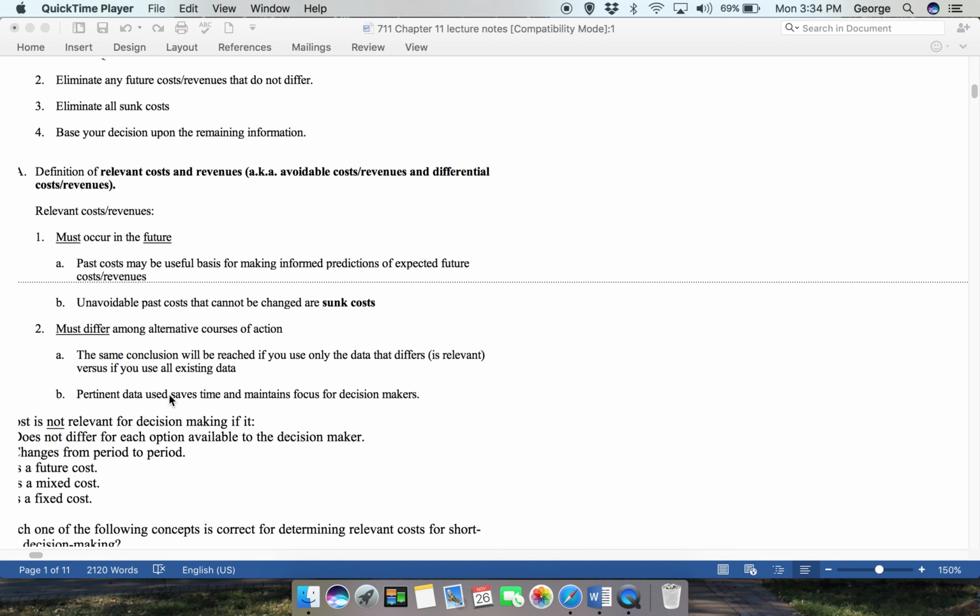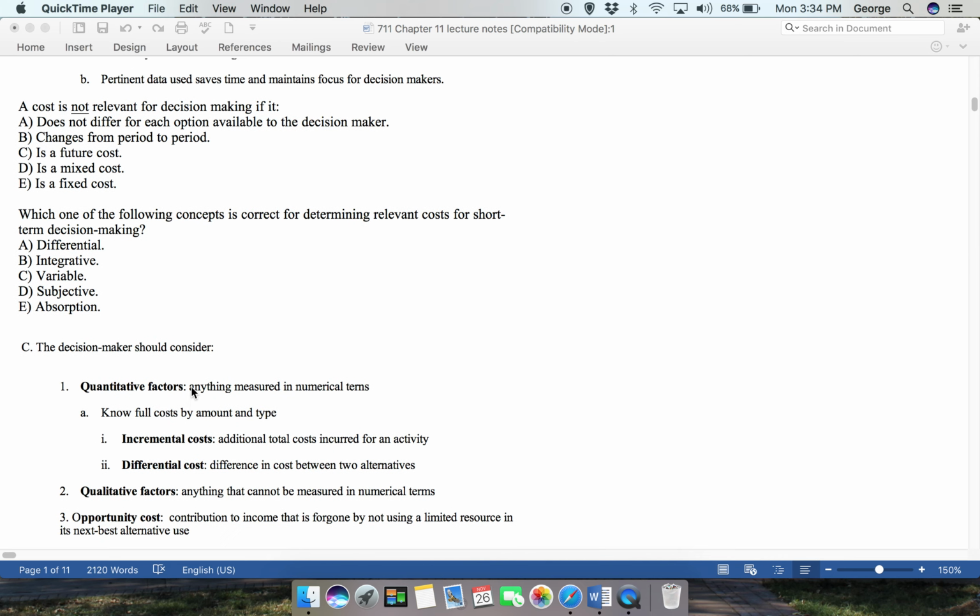The second threshold is that it must be a differential cost. It must differ among alternatives. So future variable costs are common relevant costs, but if they're both the same, if variable cost for machine A is $500,000 and variable cost for machine B is $500,000, then I'm not going to use that information in making my decision because there's not a differential. So they must be differential and they must not be sunk.